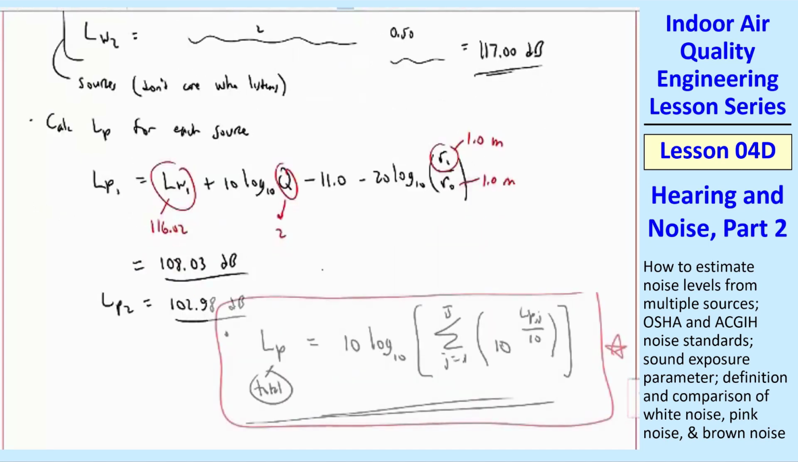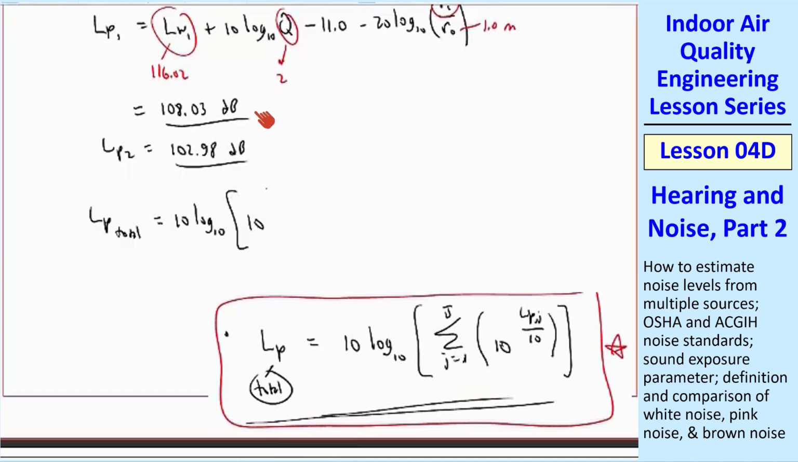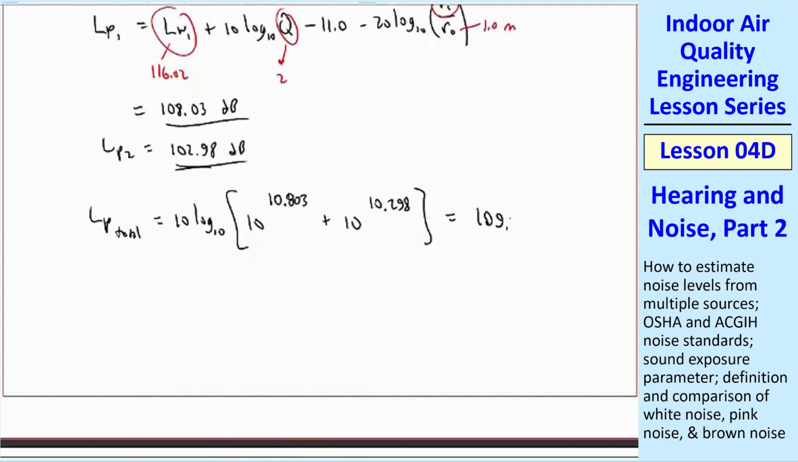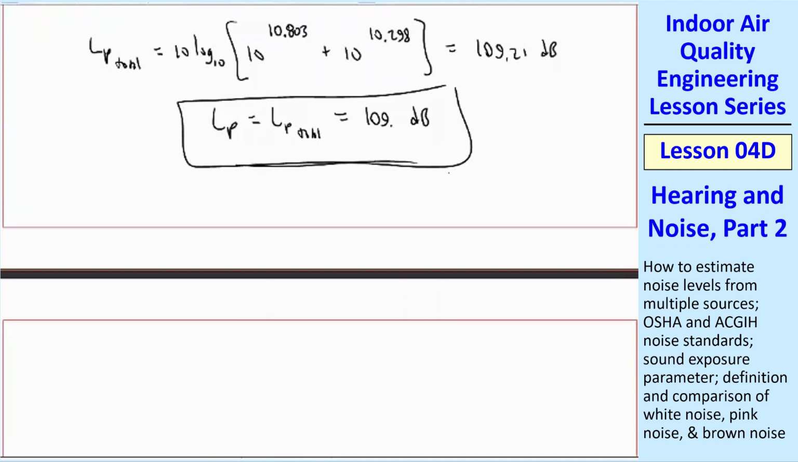And then now we use our formula, LP total equals 10 log 10. 10 to the 108.03 divided by 10 is 10 to the 10.803. And then for this one, you divide by 10 in your head, you get 10.298. You get 109.21 dB. Now I round off to the nearest dB. That's our final answer. A couple comments here.